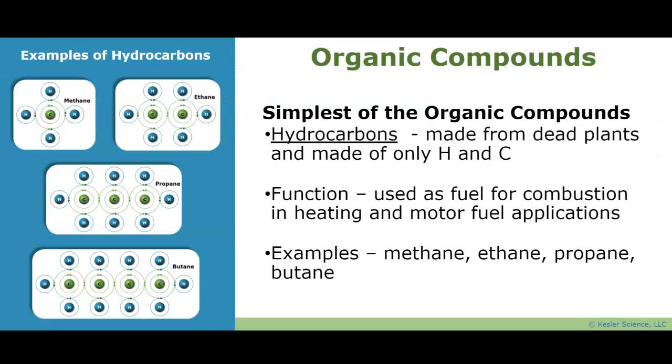The simplest of the organic compounds are hydrocarbons. Those are made just from hydrogen and carbon. They are used for fuel combustion and heating and motor fuel applications. So oil is made up of hydrocarbons, natural gas, things that we burn to run our vehicles, to heat our homes, to cook. And it shows some examples: methane, ethane, propane, and butane. So those are all types of fuels.